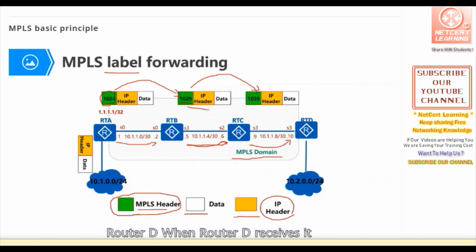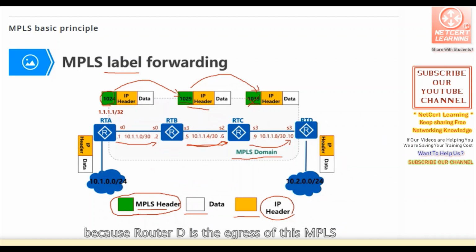And when router D receives this, it searches the label switching table. It finds the incoming label is 1039. The corresponding action is pop. So it will remove this label and send the packet to the destination. When router D sends it to the destination, it will use IP forwarding again, because router D is the egress of this MPLS domain. It means router D is the last hop of the MPLS domain. Okay, so this is MPLS label forwarding.